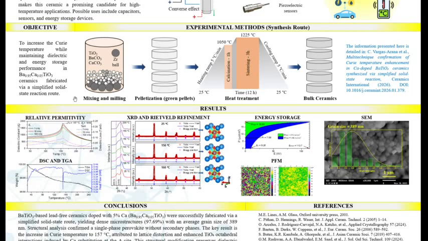For the synthesis, we started from barium carbonate, calcium carbonate, and titanium dioxide. These were milled together for 3 hours with zirconia balls to improve homogeneity and reactivity, then pressed into pellets. We calcined at 1050 degrees Celsius for 1 hour to form the perovskite phase, and sintered at 1225 degrees Celsius for 3 hours to get dense bulk ceramics. It's a simple, scalable route, nothing exotic, which is actually one of its strengths.